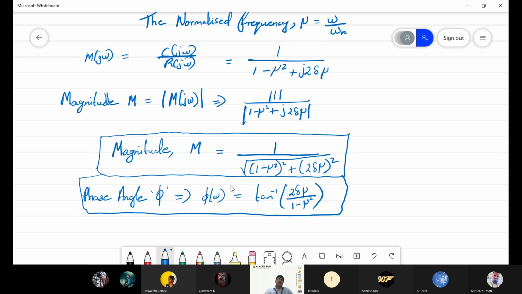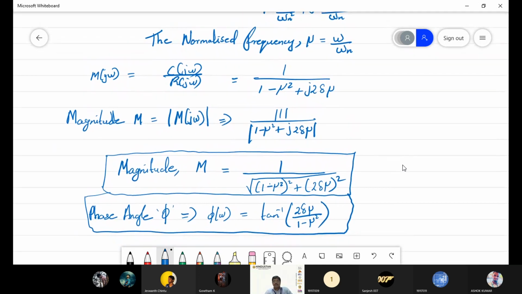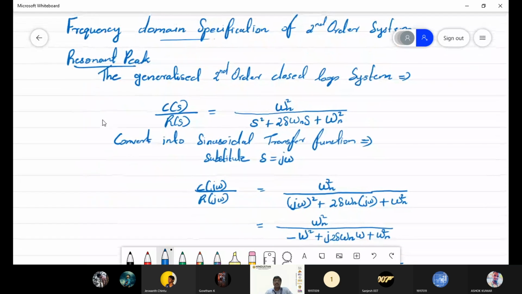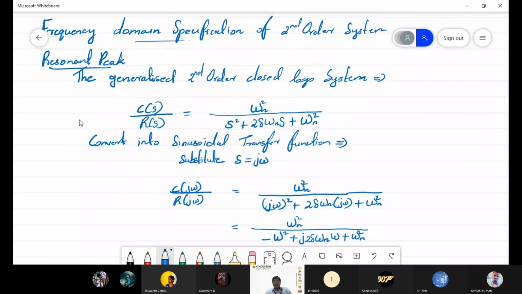So for any frequency domain specification, these two things we use to find: magnitude as well as phase angle. Well, listen, in today's session we discussed the resonance peak, right? For the resonant peak, we took the second order closed loop system's transfer function, C(s) by R(s), equal to omega n square divided by s square plus 2 del omega n s plus omega n square. This we know is very generalized.